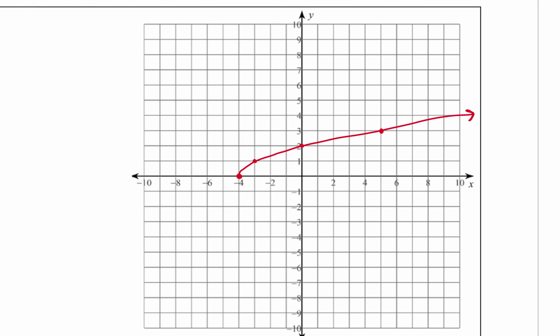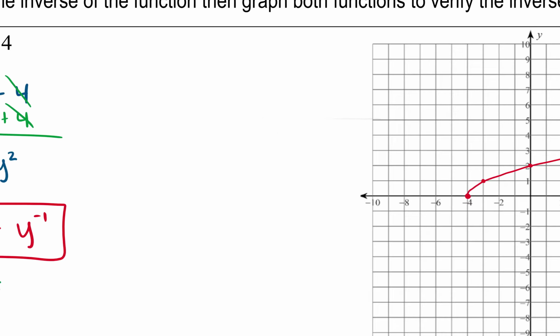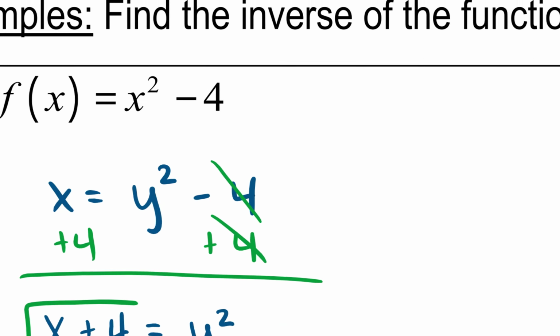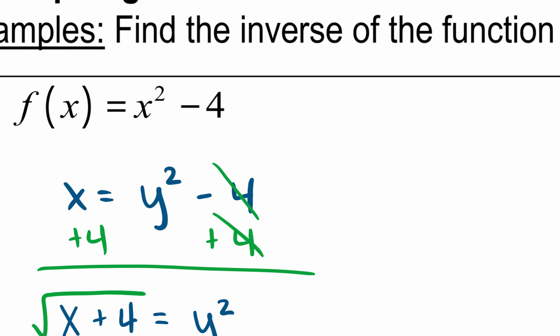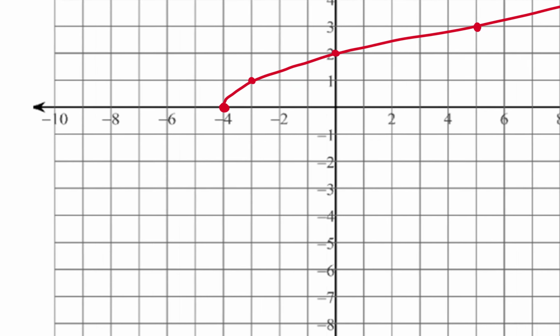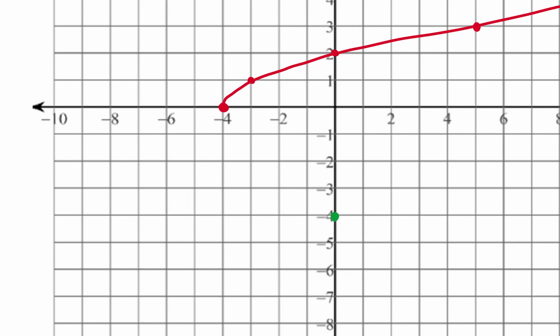Okay, so I got the inverse one. Now I need to graph the original, okay? So this is a quadratic. Remember, it's been a while since we've done this, but since I don't have any parentheses, my h is 0, my k is negative 4, and that's where I want to start. So I'm going to go here, and I'll graph this one in green. So 0, negative 4.